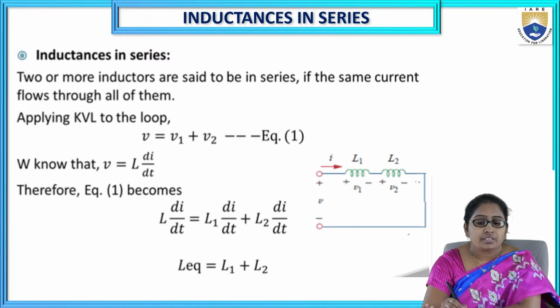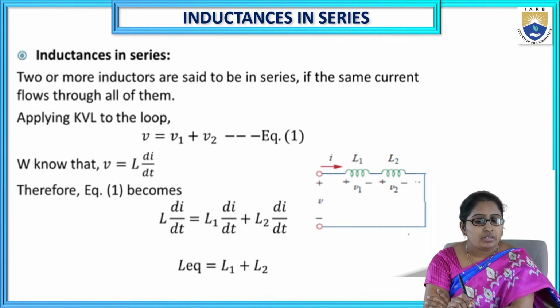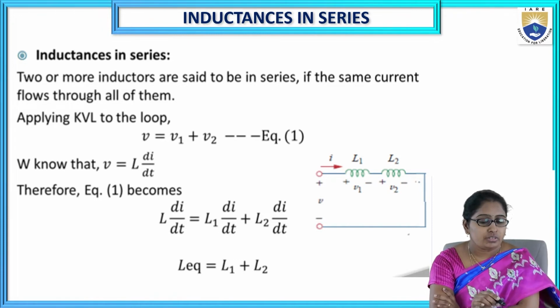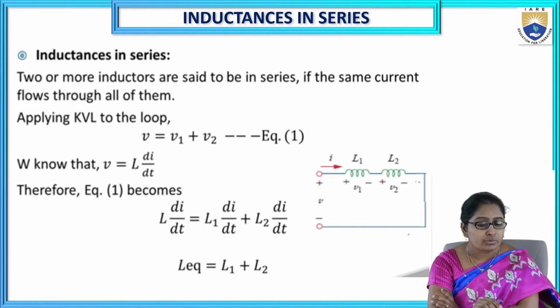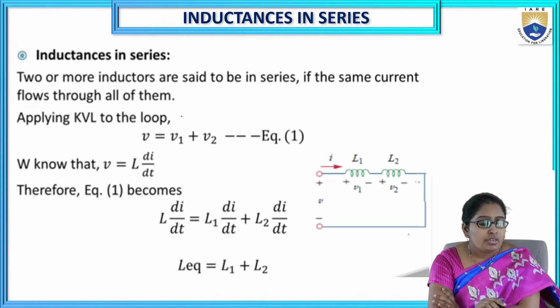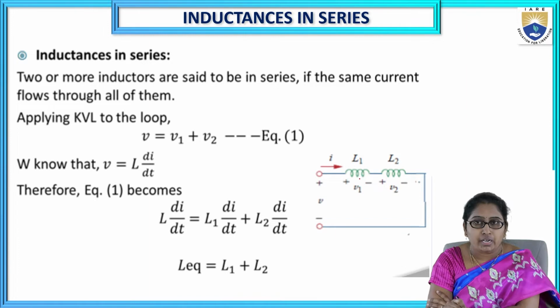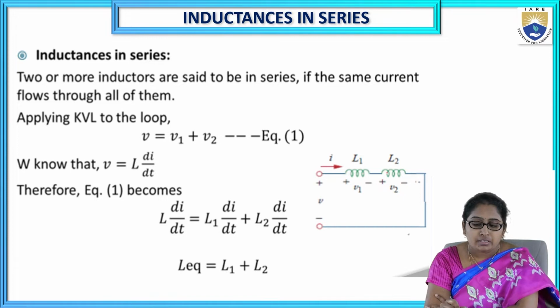Next, inductances in series. When a number of inductances are in series, what is the equivalent inductance? Consider two inductors. We know that in a series circuit, the same current flows through all the elements connected in series. So 2 inductors L1 and L2 are taken, connected in series. You can see here in the diagram, this is L1, this is L2, and they are connected in series across a supply voltage V.